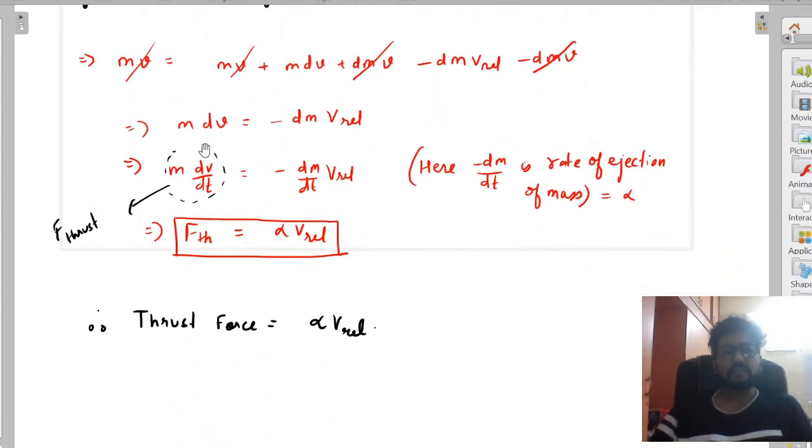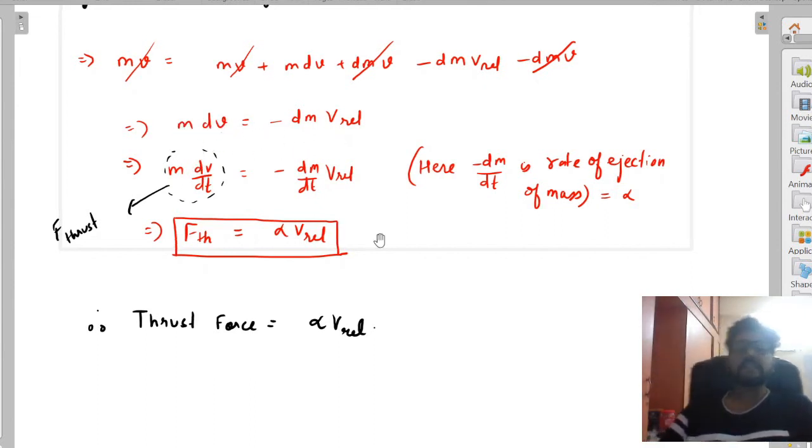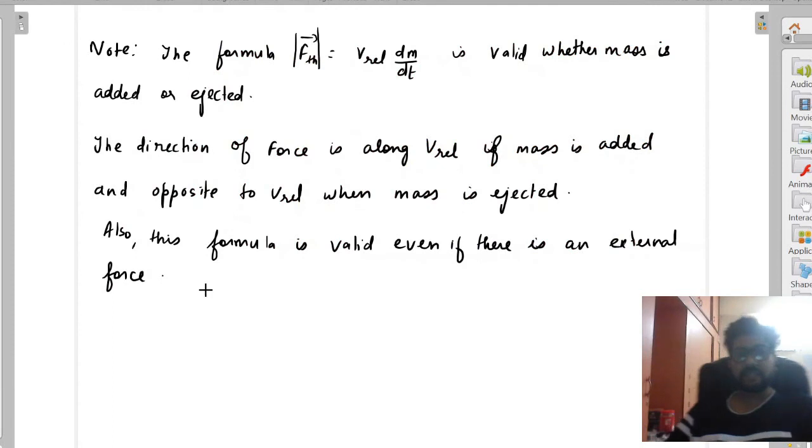Once you equate these two you will see that m dv is equal to minus dm v relative, since v relative is constant. And what we can do is divide it by dt. So m dv by dt is basically called the thrust force, and the magnitude of dm by dt is alpha. So the thrust force magnitude is equal to alpha v relative. This formula, thrust magnitude is v relative times dm by dt, is valid whether mass is added or ejected.